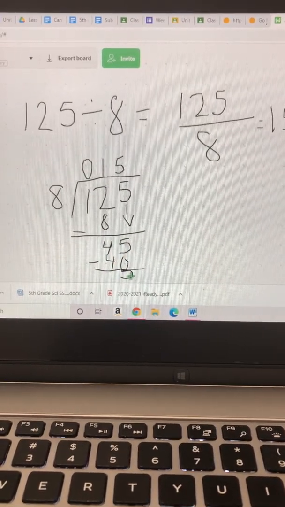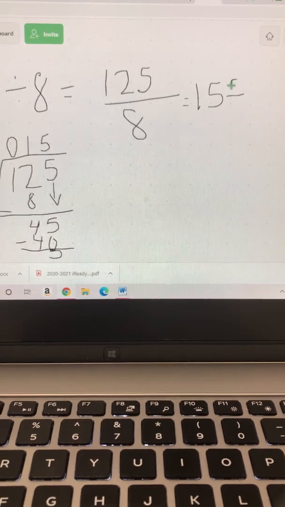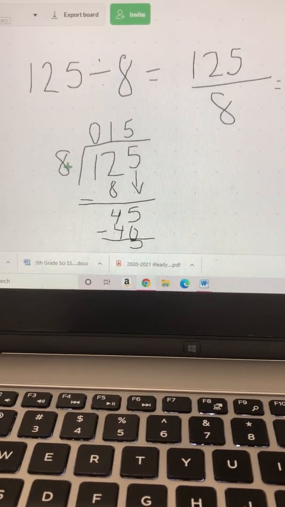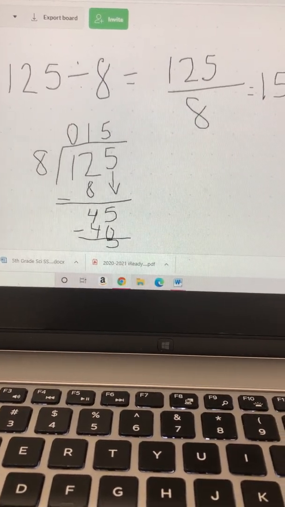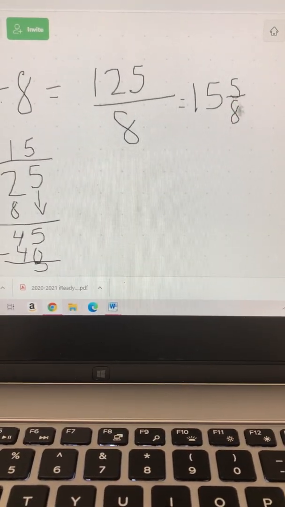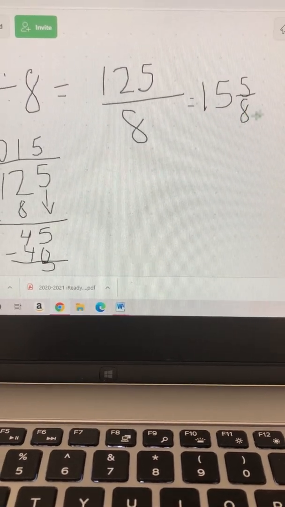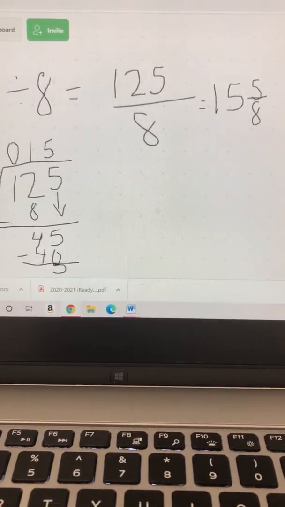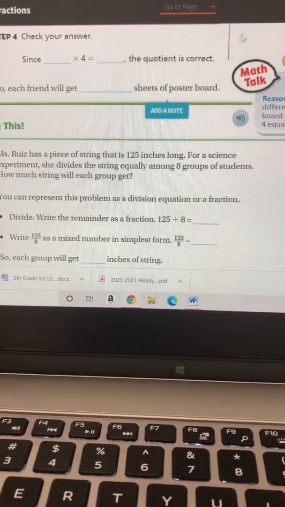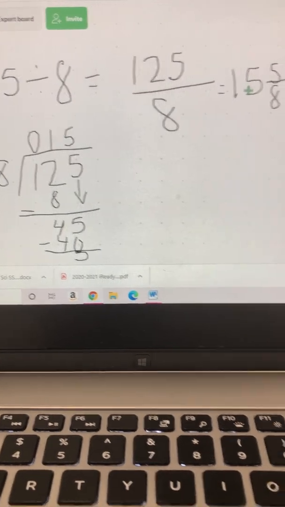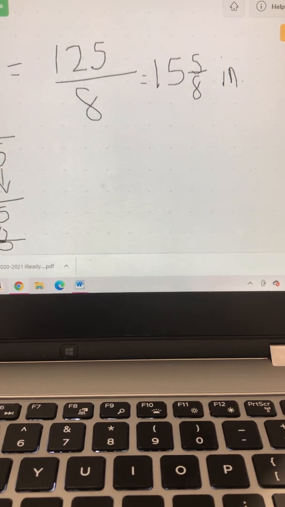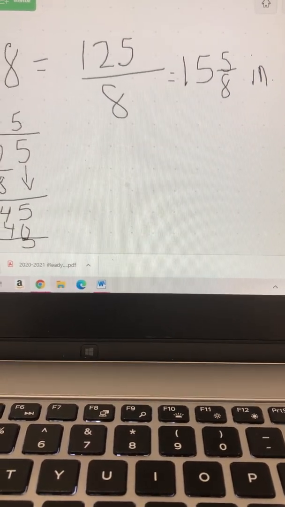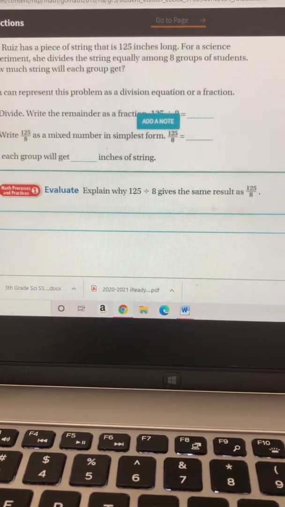The remainder is your numerator. And then the denominator is your divisor, which is also the same denominator that is here. Okay, now this cannot be simplified, so we leave it just like that, okay? And then to answer the question, it says, how much string will each group get? Well, they're each going to get 15 and 5/8 inches because the word problem mentions inches. Okay.